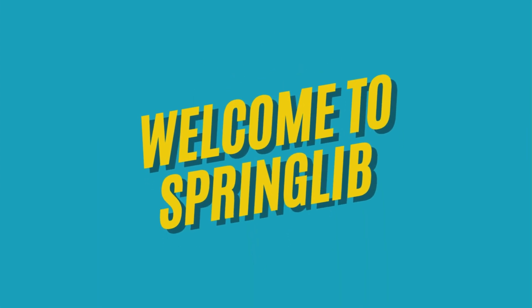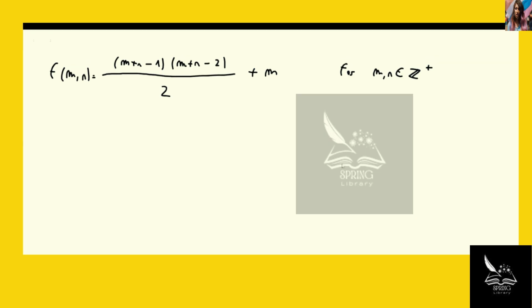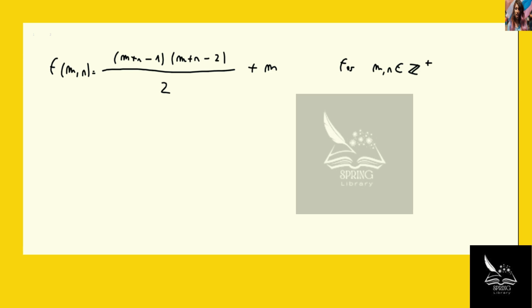Welcome to springlib. We're given this function f, where m and n are positive integers. So the first observation here is that the function essentially depends on the sum of m and n. So let's call s = m + n, so that we see that f(m, n) is equal to (s - 1)(s - 2) divided by 2, plus m.